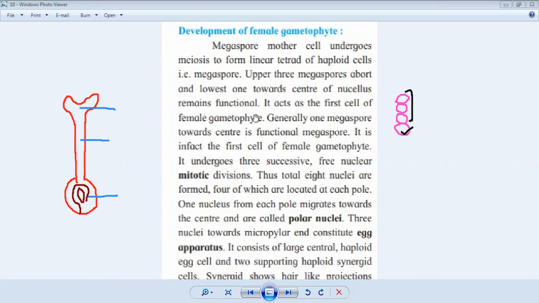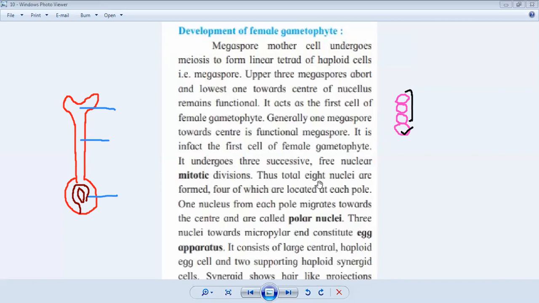It acts as the first cell of the female gametophyte. ठीक है, ये जो सेल रहती है फिर उसे फीमेल gametophyte कहा जाता है, first cell of female gametophyte. Generally, one megaspore toward the center is the functional megaspore. It is in fact the first cell of the female gametophyte. ठीक है, ये फर्स्ट सेल होती है फीमेल gametophyte की. It undergoes three successive free nuclear mitotic divisions. ठीक है, मतलब ये जो सेल होती है वो तीन बार न्यूक्लियर और माइटोटिक डिवीजन करती है.